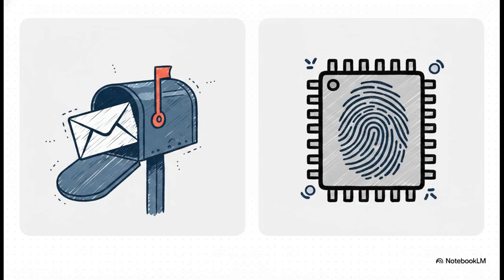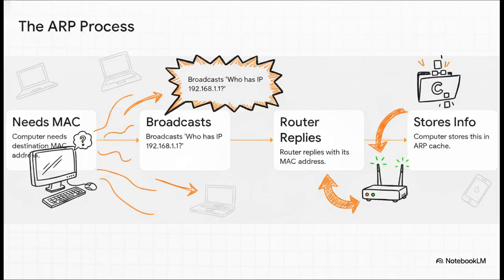But then you have the MAC address. This is a unique network interface identifier that is hard-coded right into the device. It's basically a physical fingerprint. For your computer to push a packet across the room to another device, just knowing the mailing address isn't enough. It fundamentally needs that physical fingerprint. It has to have the MAC address. And this is exactly where the Address Resolution Protocol, or ARP, comes in.